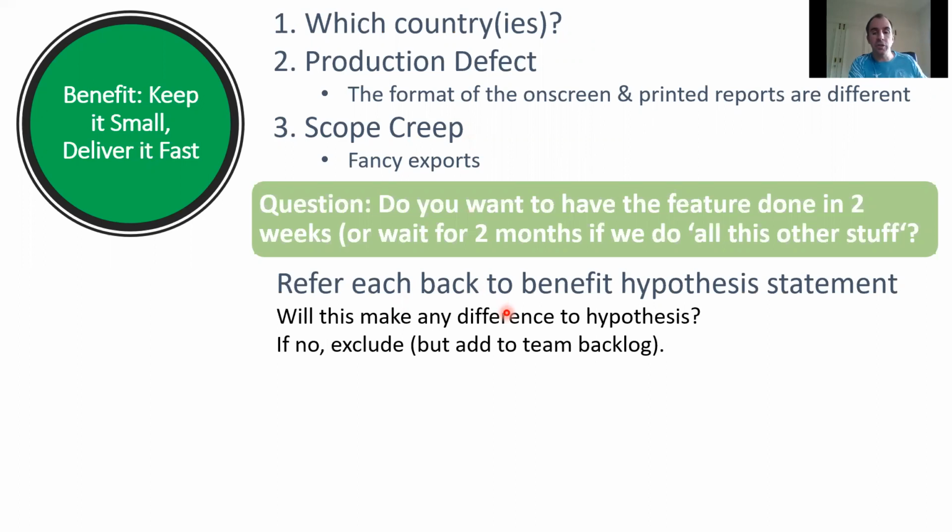Will fixing the production defect have any impact on our hypothesis? In this case, the answer was no, therefore we didn't do it. But we can put it onto the backlog. Who gets to prioritize the backlog? The product owner does. And I can tell you that this production defect, over a couple of years later, still hasn't been fixed because it's never been high enough priority.